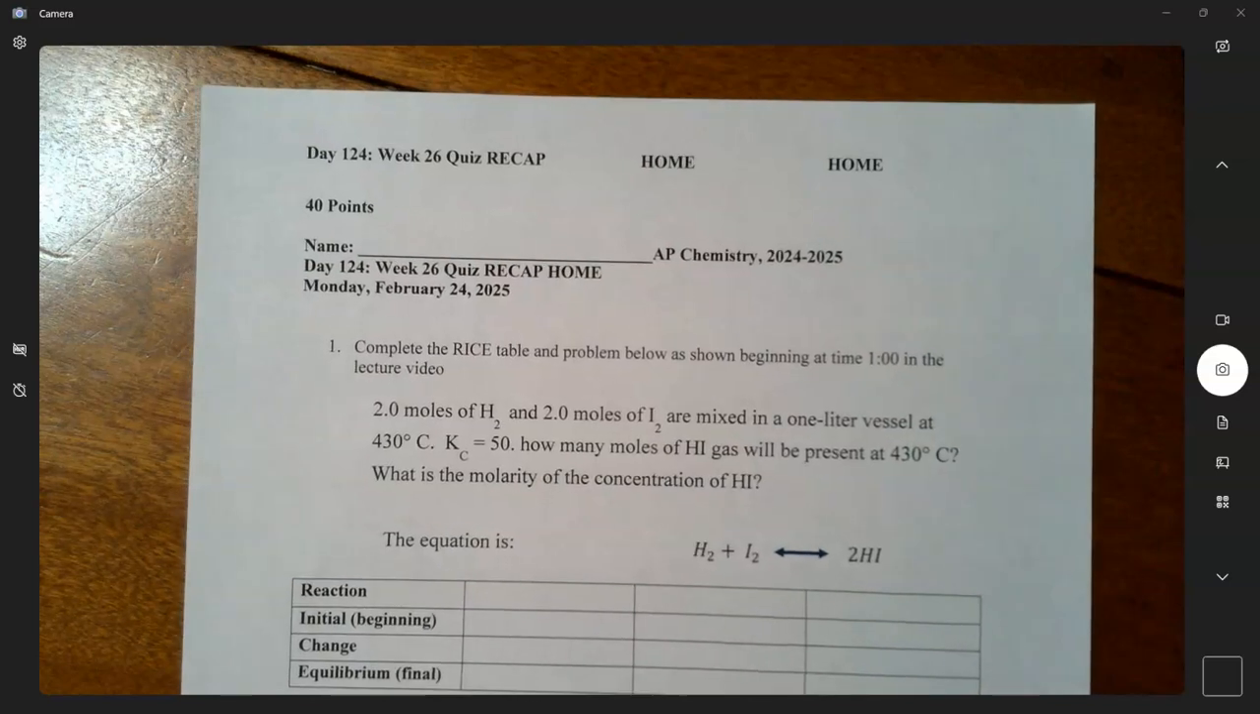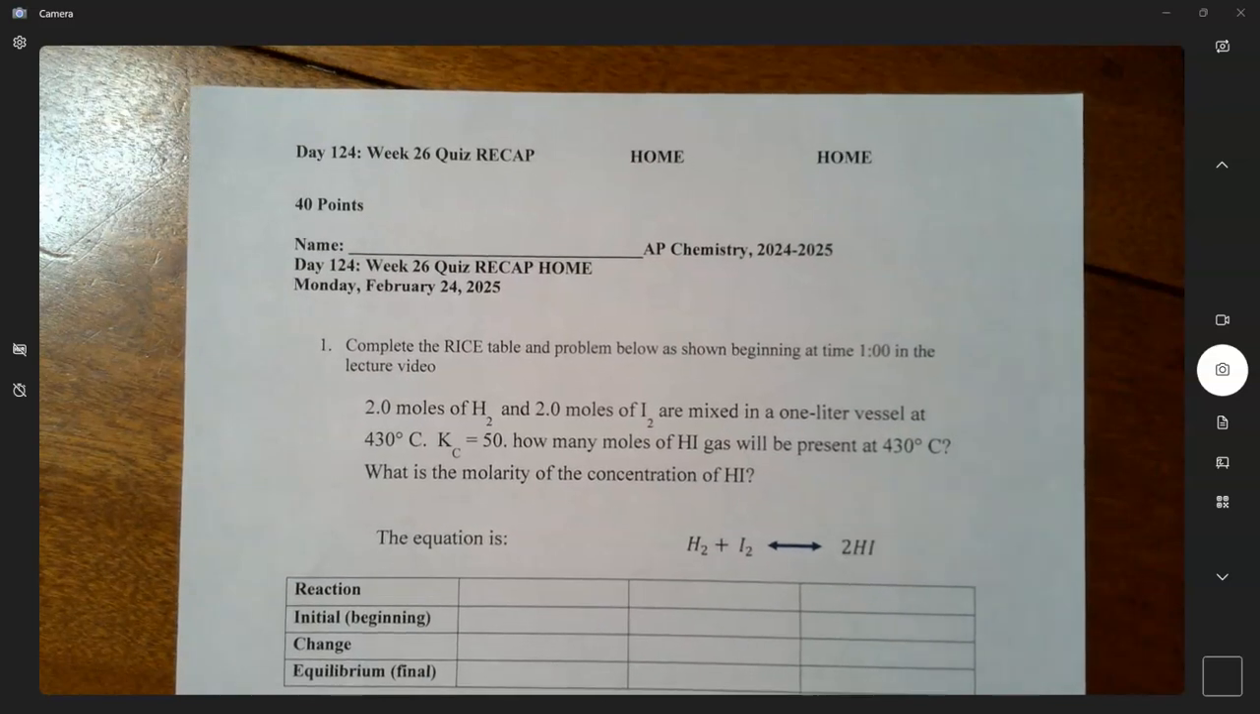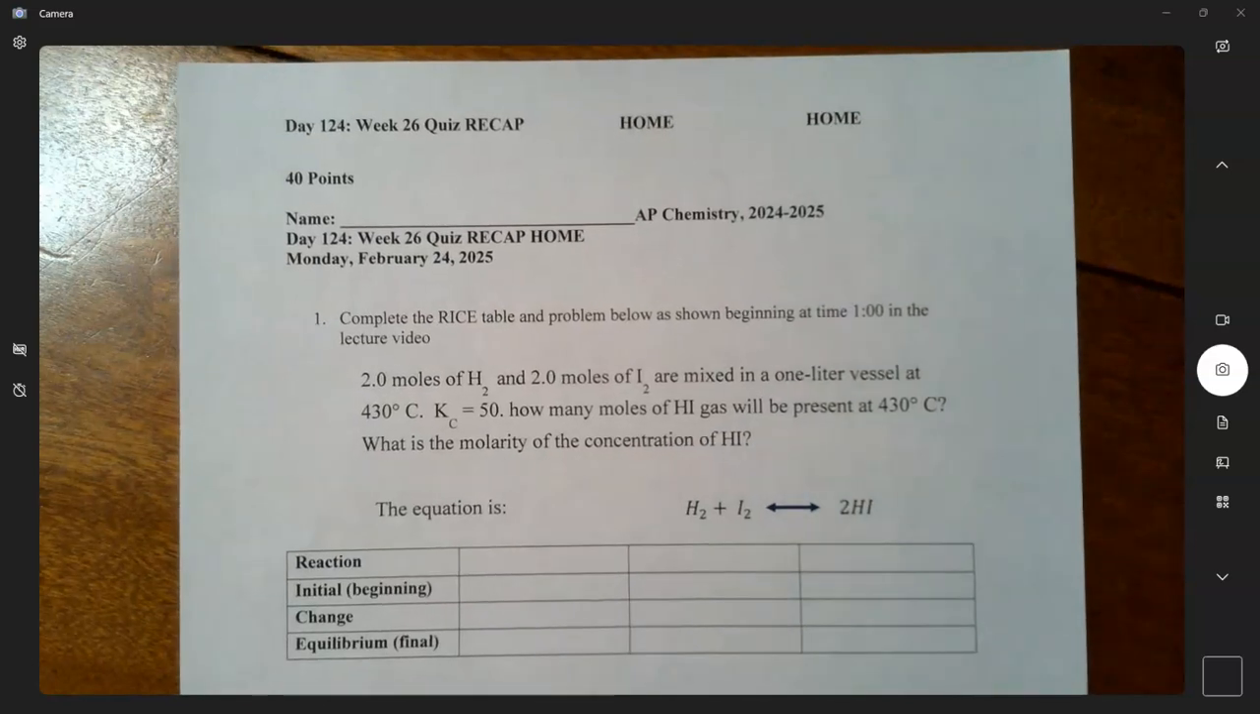AP Chemistry, this is the week 26 quiz recap, and it's also a preview of the next quiz, which is on equilibrium. That's going to be on Tuesday, March the 11th. It's been pushed back from Monday by popular demand. And then there's going to be a complete comprehensive acid-base quiz on Friday, and that's going to be on March the 14th. All right, so let's get started with this.